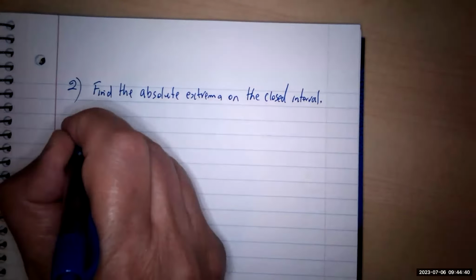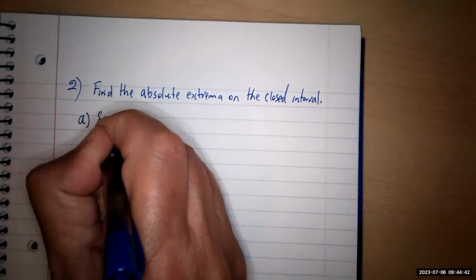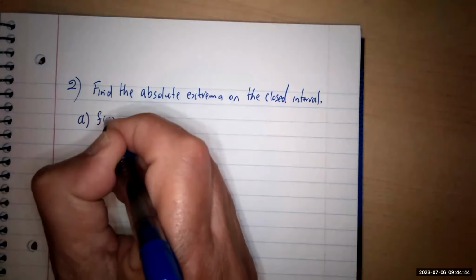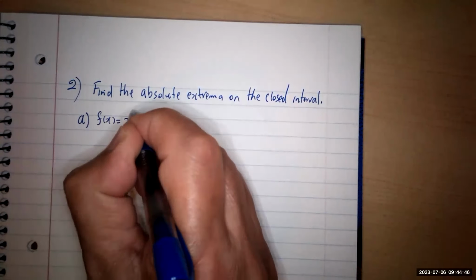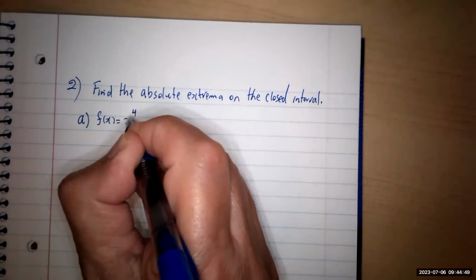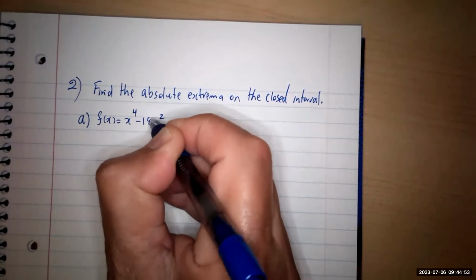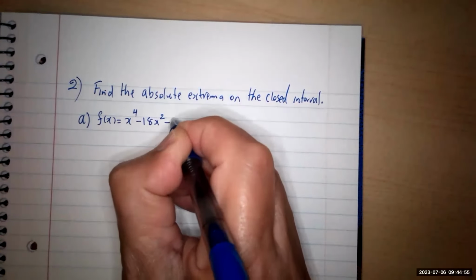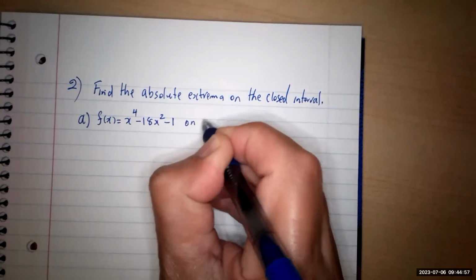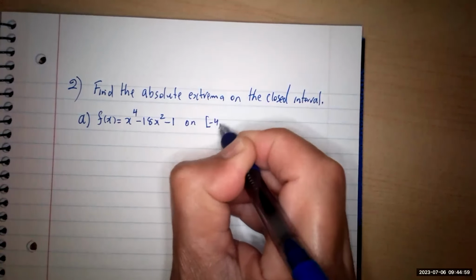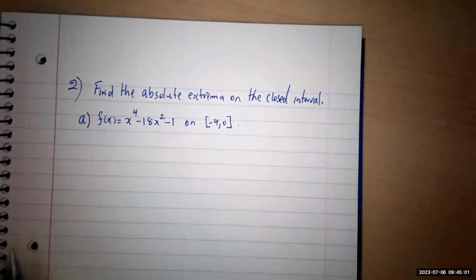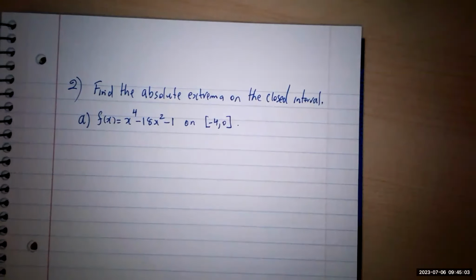So I do the part 1. The function is f of x. I did the part 2 during the lecture. f of x equals x to the fourth minus 18x squared minus 1, and the interval is -4 and 0. You are interested in the largest value and the smallest value of the function. No test is needed for this one.